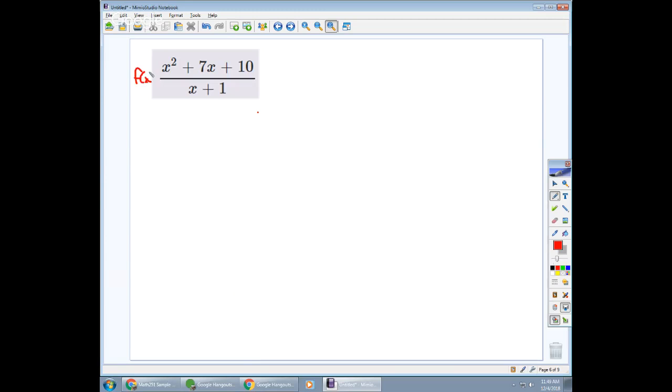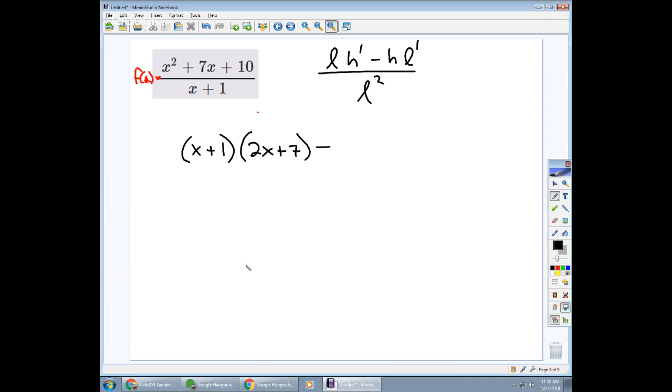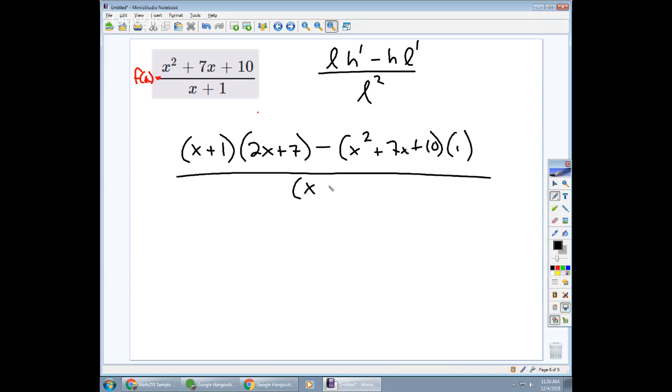So this is f of x. That's supposed to be an x there. Yeah, so it's low d high minus high d low, all over low squared. Low is x plus 1. D high would be 2x plus 7, minus high, x squared plus 7x plus 10, times d low, which is just 1, which you could feel free to leave off, all over low squared.